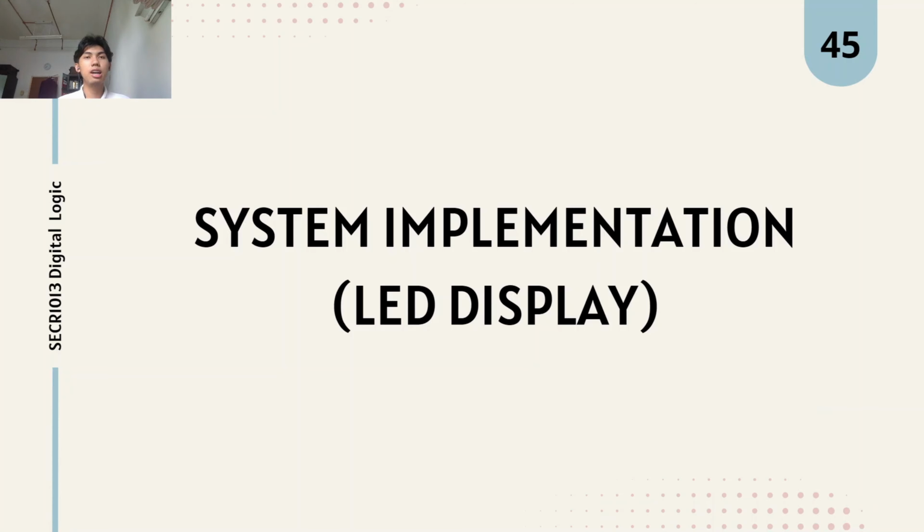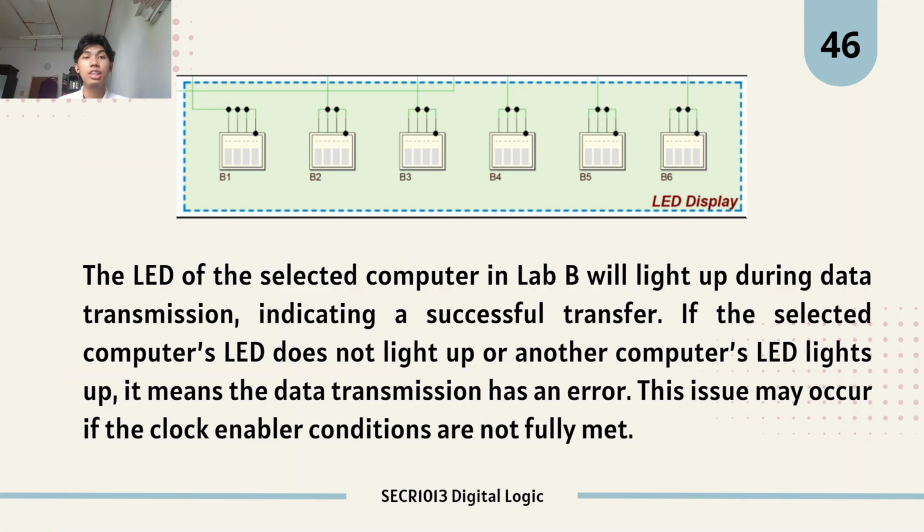Lastly, for the system implementation is the LED display. The LED of the selected computer in Lab B will light up during data transmission, indicating a successful transfer. If the selected computer's LED does not light up or another computer's LED lights up, it means the data transmission has an error. This issue may occur if the clock enabler conditions are not fully met.